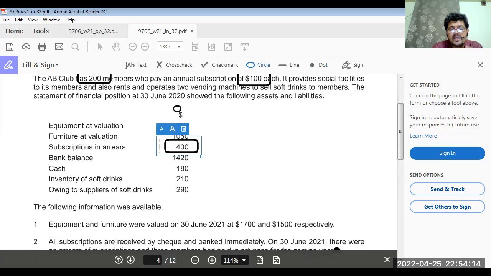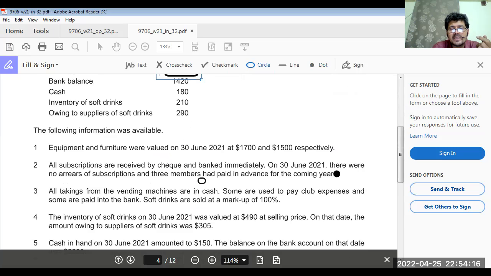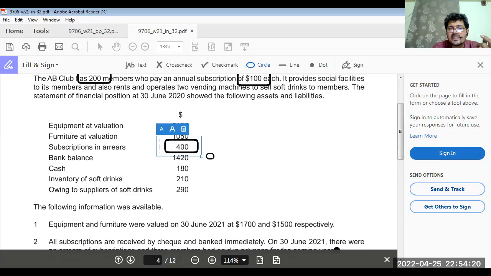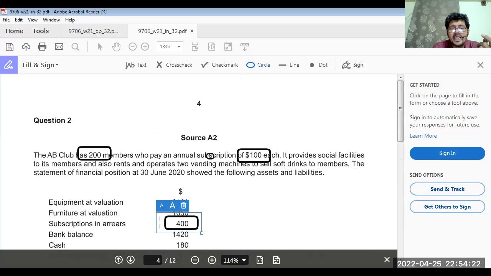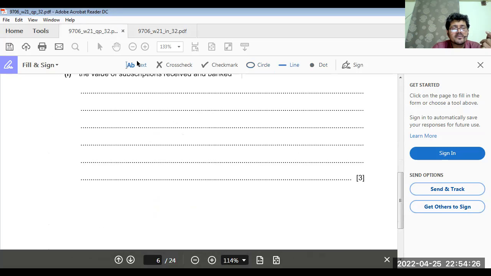We have received this 400 also. And 3 members had paid in advance. 3 members means $300 we have received in advance. So altogether we have, okay, move to the answer.